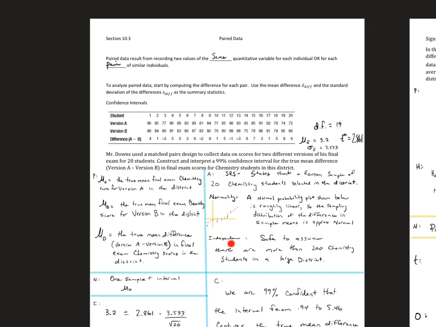Looking at my independence check, again, we saw some examples previously this week where we did not need to check independence, and that's because we were looking at volunteers. We selected these students randomly, so therefore it is important for us to check. And we see that it's safe to assume that there are probably more than 200 chemistry students in a large district. So I say that the independence check has been satisfied.